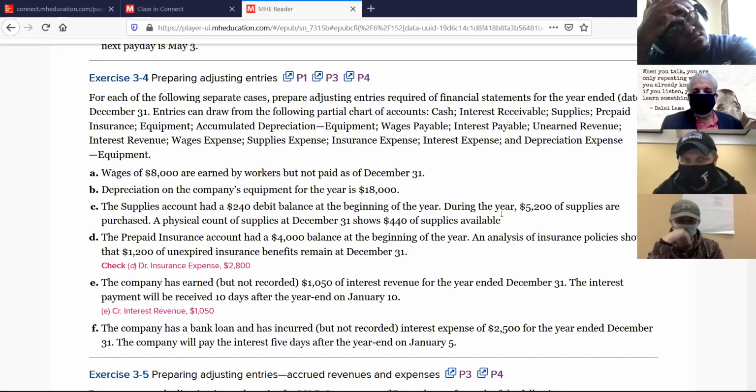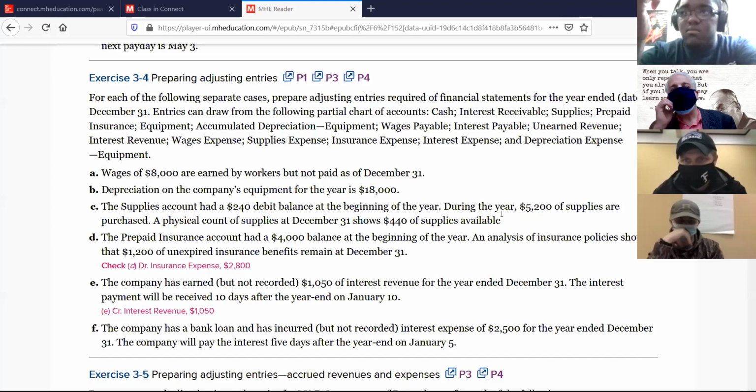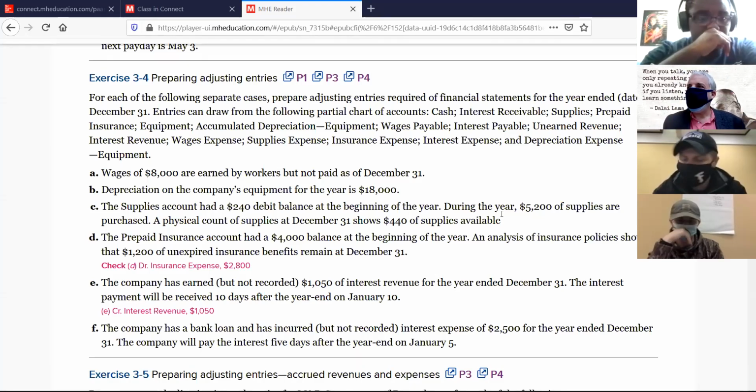So I'm getting accruals. Accruals are estimates, and deferrals are when you've already spent the money. It's no longer an estimate. And frankly, this is a deferral. Wait a minute, I thought that was accrual. Well, interest expense: we didn't get a bill for interest. We're estimating. We're accruing interest.